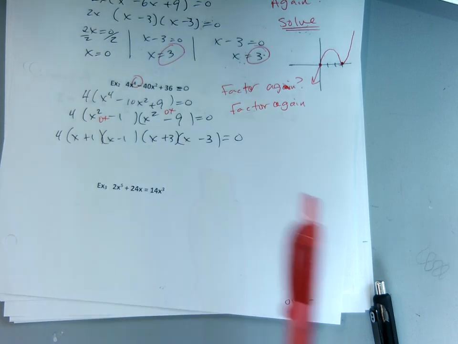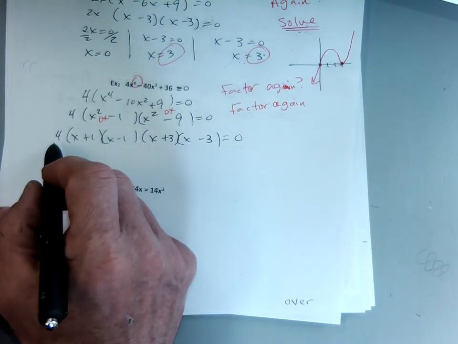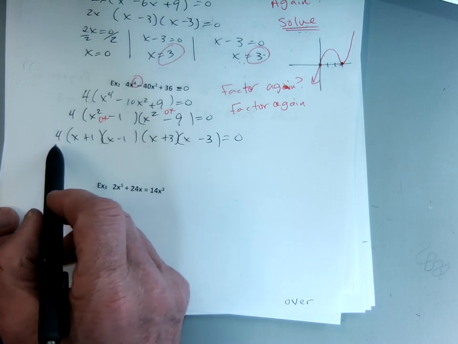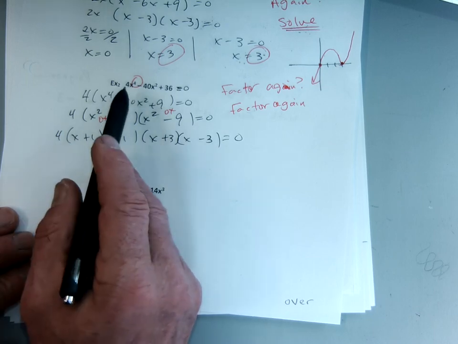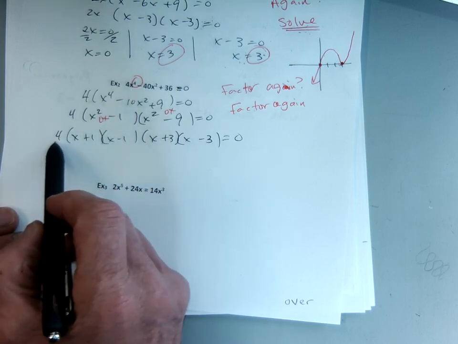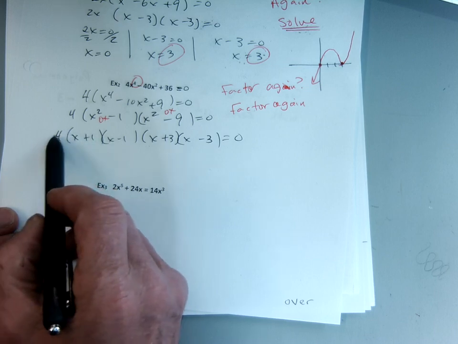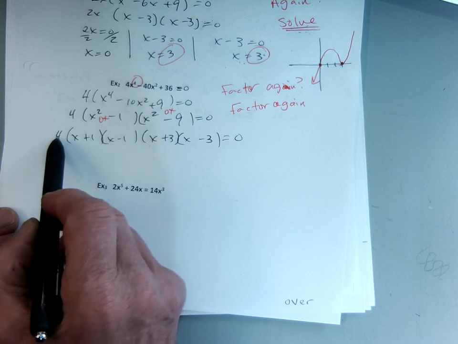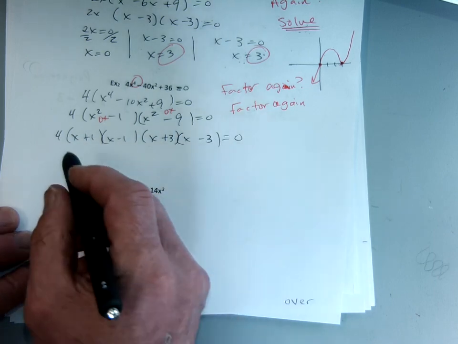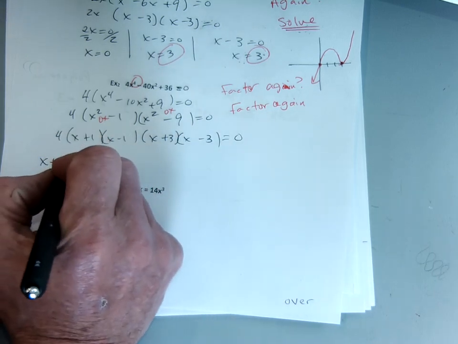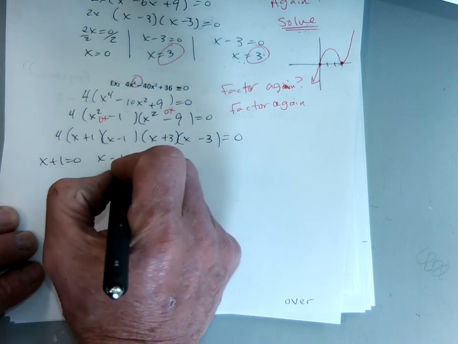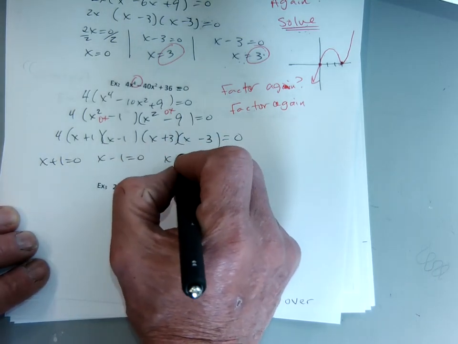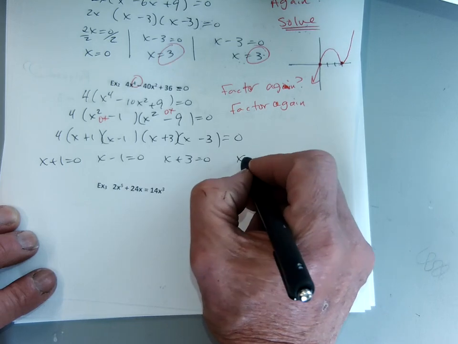Completely correct. So then I've got my mini equations. First of all, look at the 4. There's only 4 answers. We could divide by 4, but the 4 does not have an x, so the 4 is not a mini equation. You could divide by 4 and get rid of it. Your mini equations are x plus 1 equals 0, x minus 1 equals 0, x plus 3 equals 0, and x minus 3 equals 0.